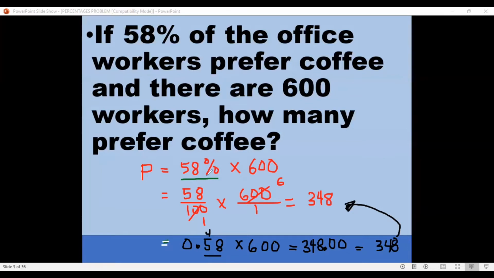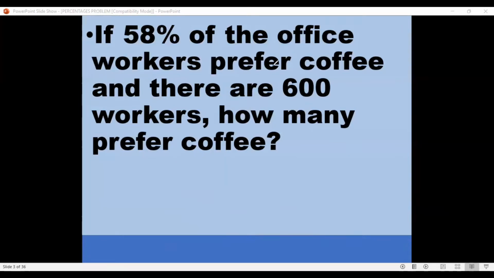So it's just up to you whether you are going to change your percent into fraction. This is advisable especially if the base is divisible by 100. Or to decimal. Anyway, you are arriving at the same answer. So again, that is an example of a problem regarding finding for the percentage of a number. Okay, another example.